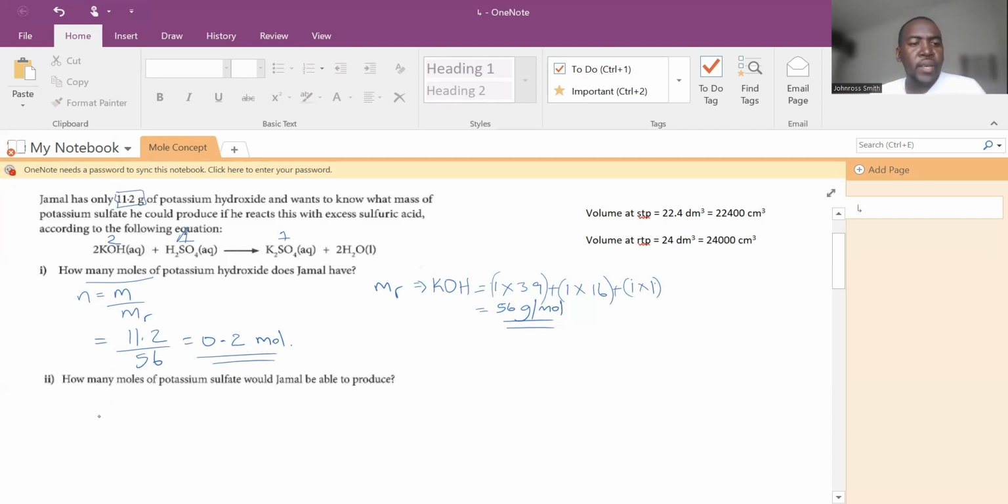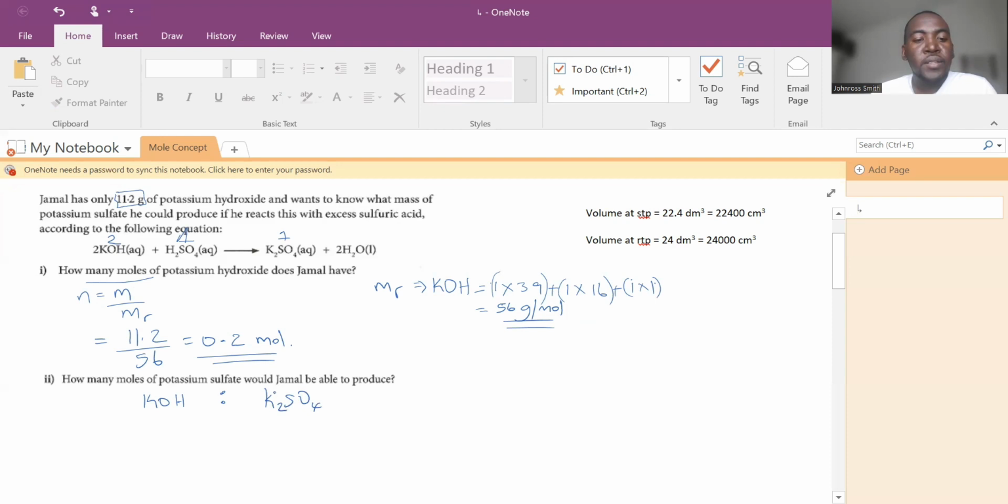Now the next part is, what's the mole of potassium sulfate that would be produced? Remember from our first normal equation, we would have used 2 KOH to give us 1 K2SO4. But instead of 2, we actually use 0.2. So therefore, we will not produce 1 K2SO4; we have to produce something else. So what we'll normally do is show the relationship or the ratio of what we know to what we want to find.